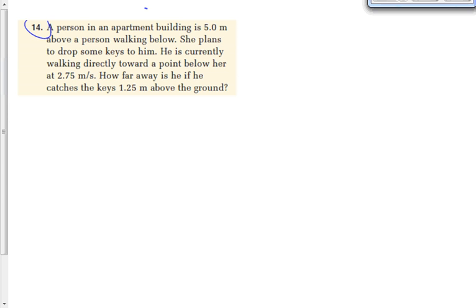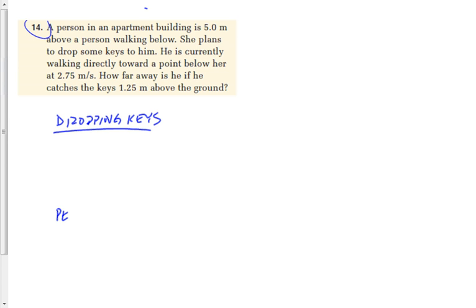The person dropping the keys, or the person, I should say, that is walking and catching the keys, has no bearing on the motion of the keys. The motion of the keys has no bearing on the motion of the person walking. So what we're going to do is treat them separately, at least for now. Okay, let's write down some givens for the dropping keys. Let's write down some givens for the person walking. And let's treat them separately, and then if we have to put them together later on, we'll worry about that later on.